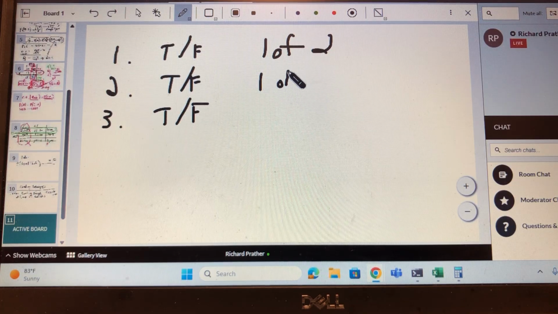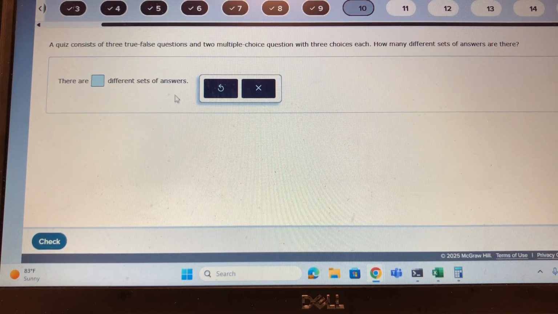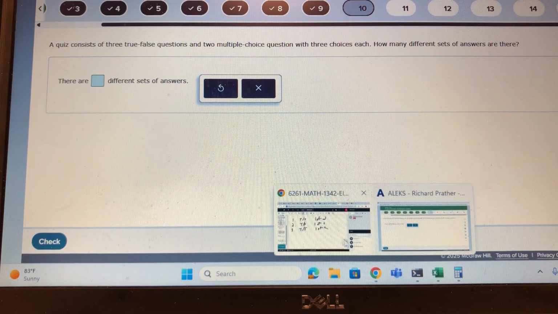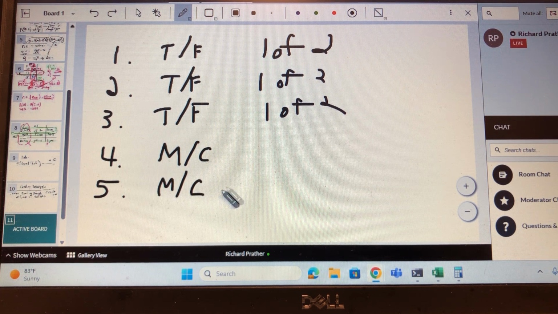Then you pick one of these 2. Then you pick one of these 2. It's like getting dressed in the morning. Every time you have 2 choices, instead of the numbers being the same or different. And then this test also has 2 multiple choice questions where there's 3 choices each, like A, B, and C. So it's a 5-question quiz, and there's 3 true-false questions, and then 2 multiple choice questions that have 3 choices each. In multiple choice, you only choose one of them.